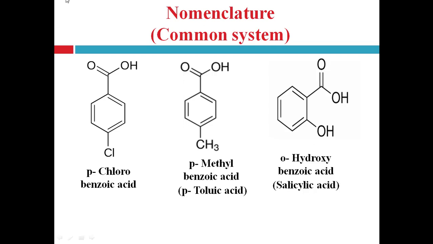So this benzoic acid ring system is considered as a basic structure, and on this benzoic acid another molecule or atom or group present is considered as a substituent. So again, the substituent is written with its relative position on the benzene ring to the carboxylic acid group and written as a substituent.